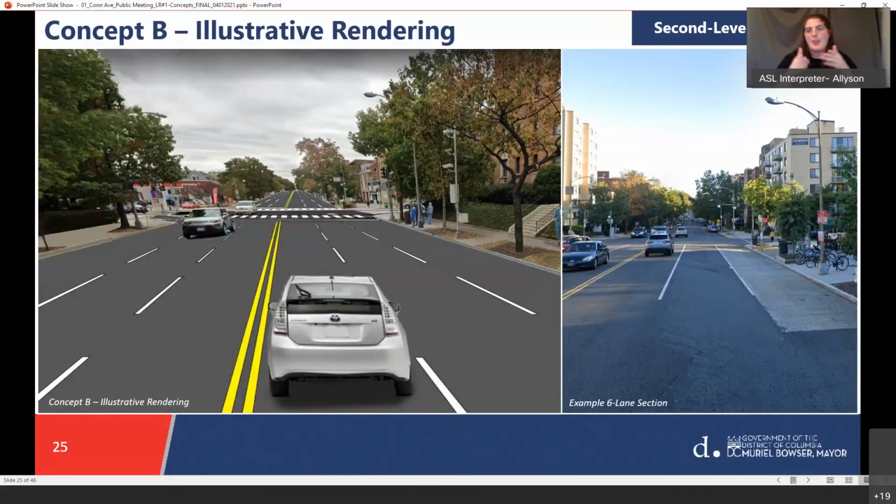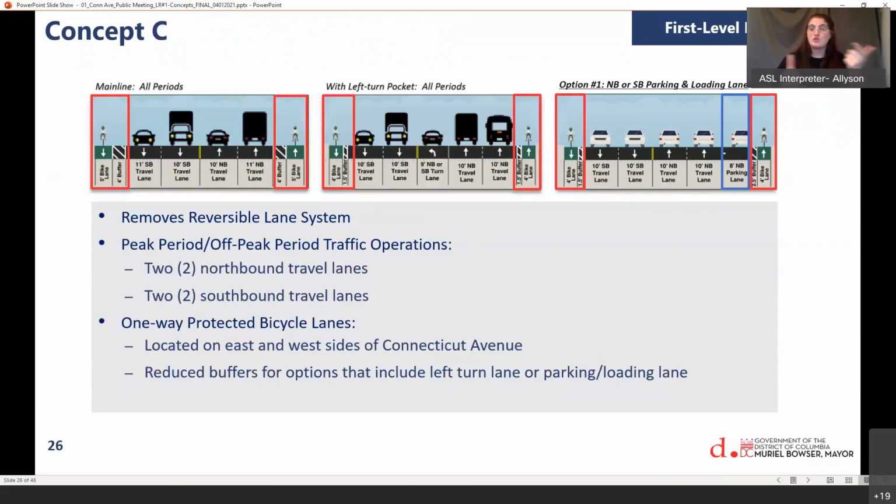Concept C removes the reversible lane. During both the peak and off-peak periods, there would be two travel lanes in each direction, so two northbound and two southbound. This does include a protected bicycle lane on both the left or the east and west sides of the street. Also, there would be an opportunity to accommodate left turn pockets as well as parking in some locations. We'll go into more depth on what this looks like later on.